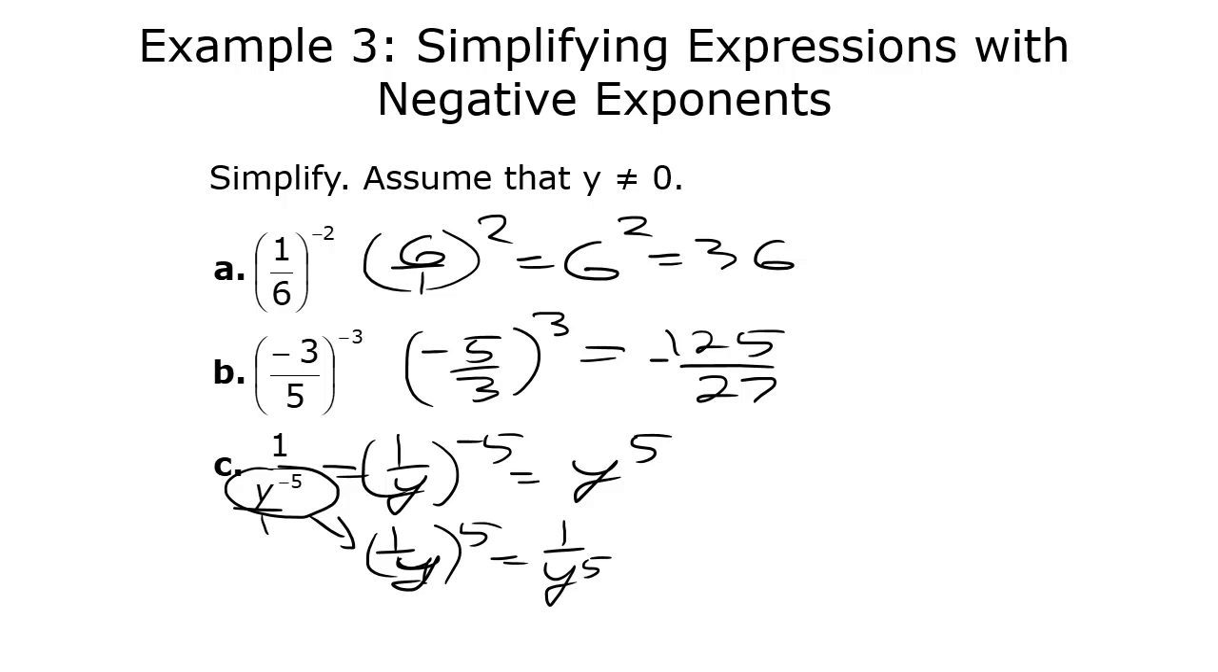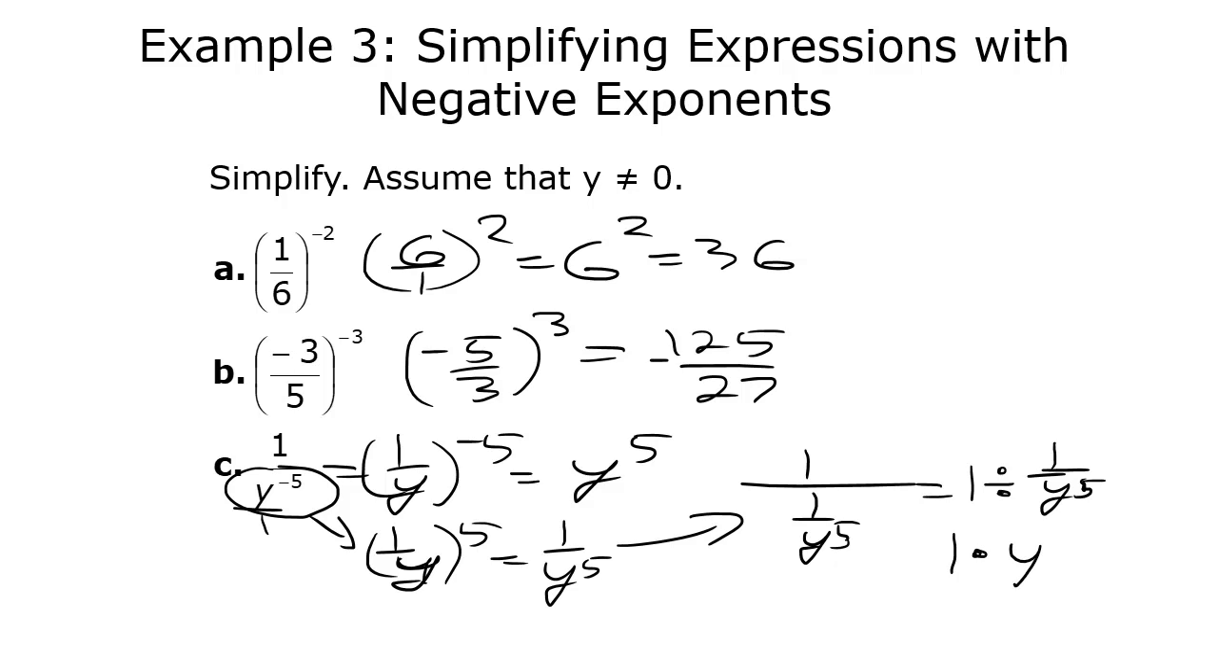But that's the bottom thing. So if we put it back into what it is, it's 1 over y to the 5th, which is really 1 divided by 1 over y to the 5th. And we have to remember that the rule is when we divide by a fraction, we're multiplying by its reciprocal, and that's why we get y to the 5th, right? So it works either way. I like this one better.